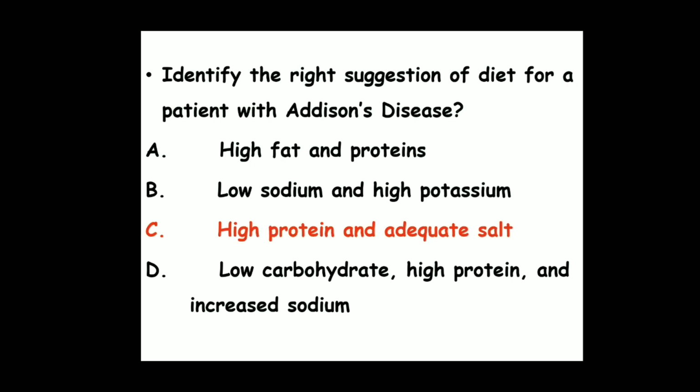It is the high protein and adequate salt. They'll be at risk for infections, and also vitamins and protein should be given adequately, and salt should be adequate in quantity. They will have hyponatremia. Increased salt is to be given when they have dehydration or some extra fluid loss, especially during summer, they'll have to take extra salt.